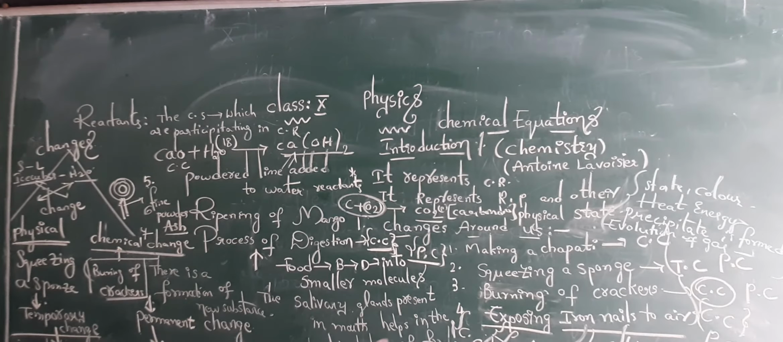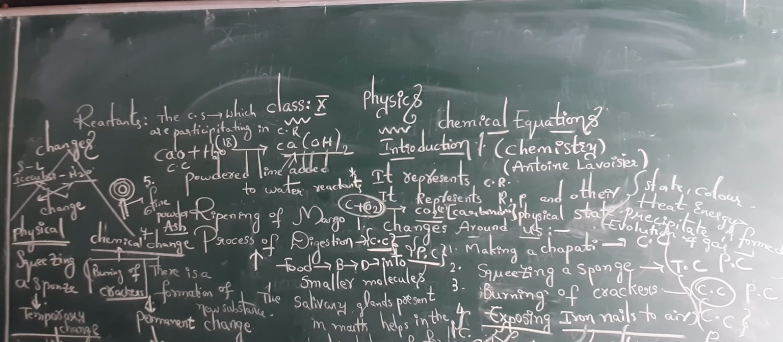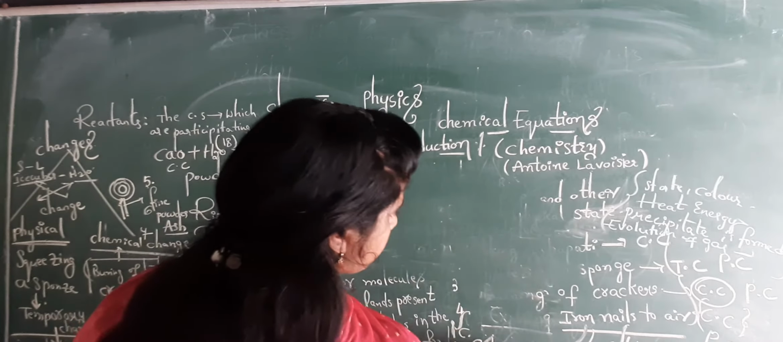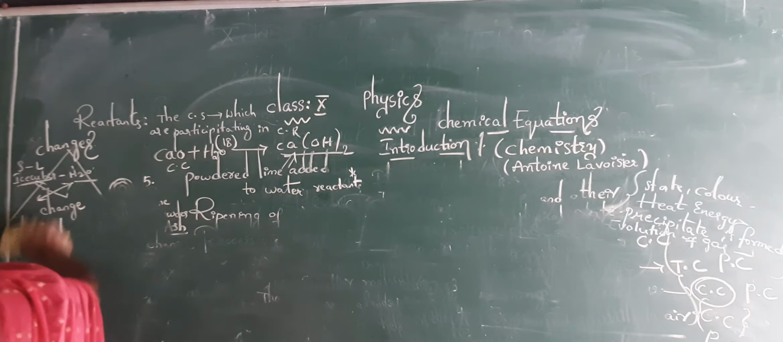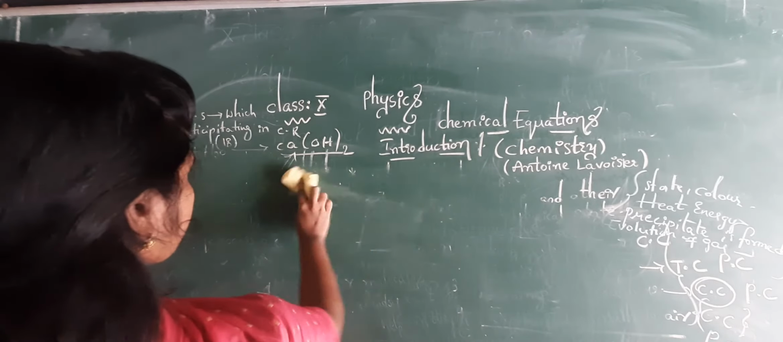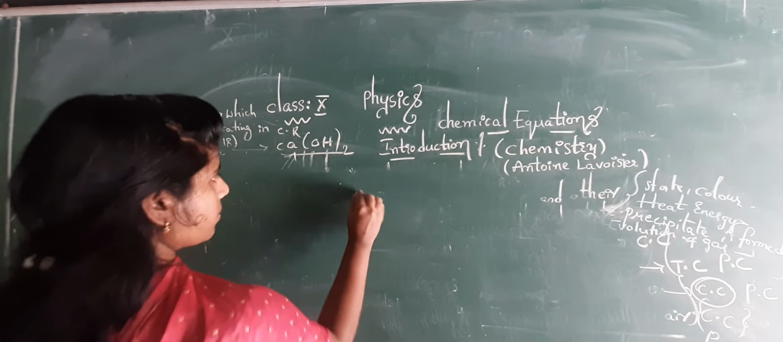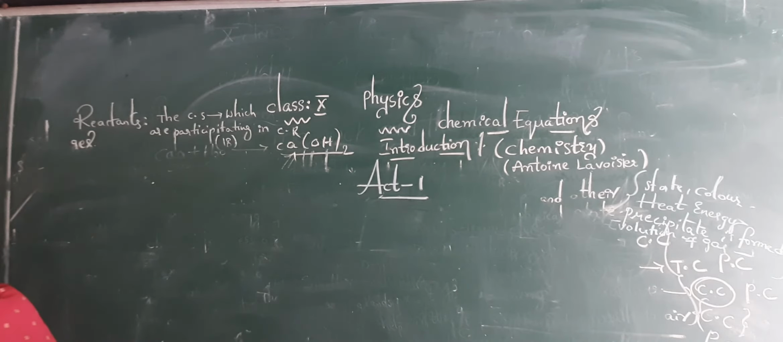Okay, next concept. Let us perform some activities to know whether the given activity comes under physical change or chemical change. Before starting, look at activity 1, page number 21. Activity 1 says: write an activity for calcium oxide reacts with water.